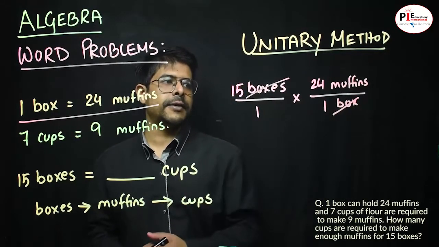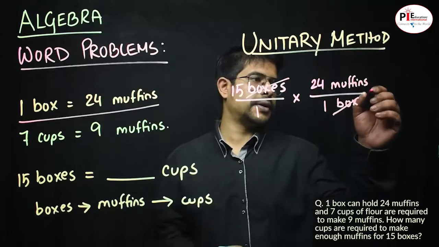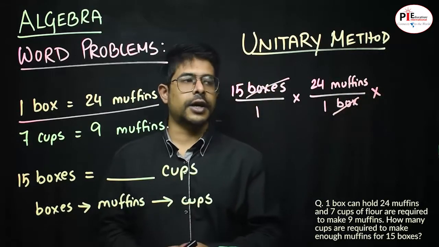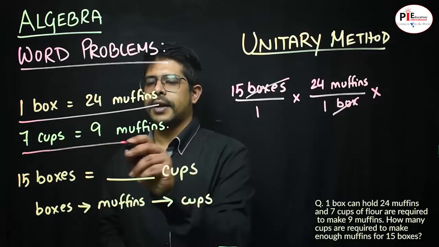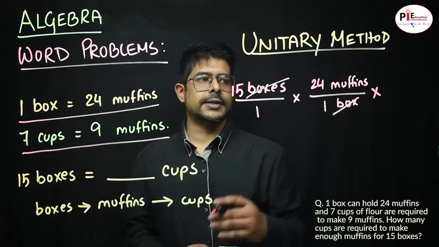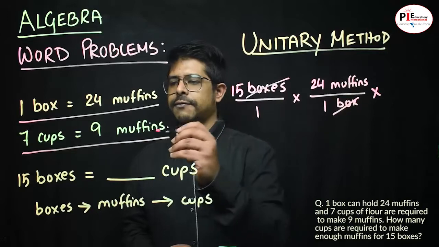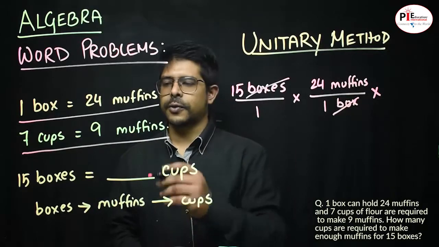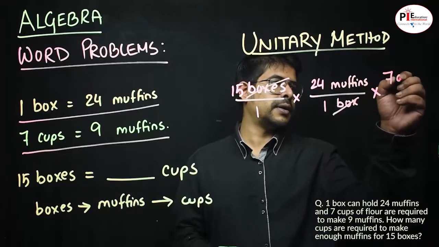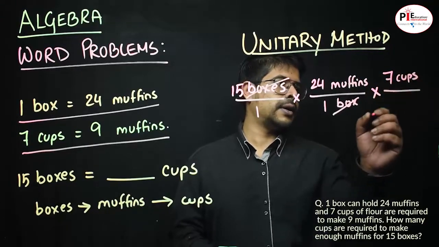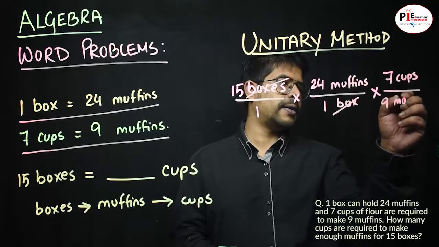And from the muffins, we can get into cups. What is the conversion of cups and muffins? 7 cups equal 9 muffins. And since we have muffins on top, we have to cancel the muffins. So we're going to put muffins at the bottom. So it will be 7 cups over 9 muffins.